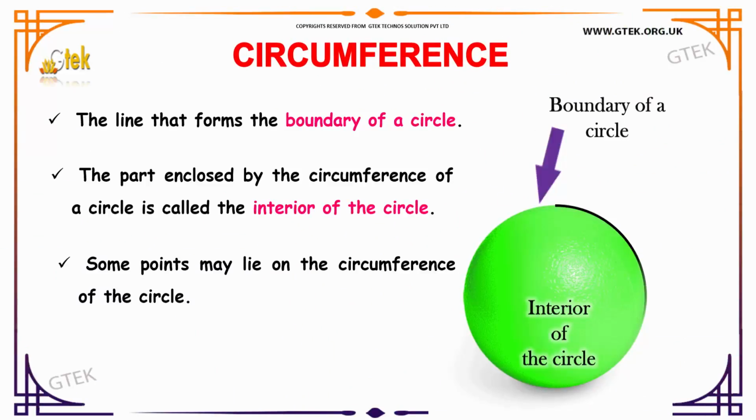Next we are going to study about the circumference of a circle. Circumference is nothing but a line that forms the boundary of a circle. So here we have a circle, and if we find the boundary of the circle, then that is the circumference of the circle. The part which is present inside the circumference of the circle is known as the interior of the circle. In some cases, some points may lie on the circumference of the circle as well. That is over here.